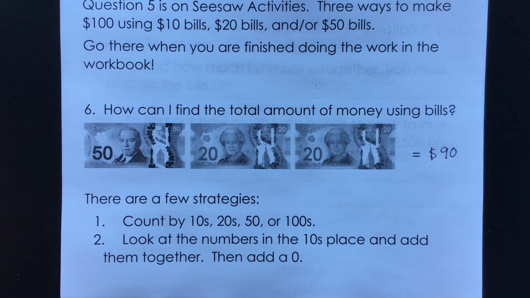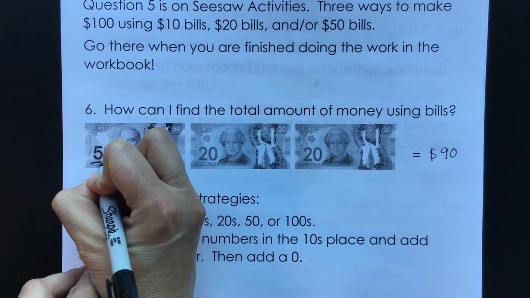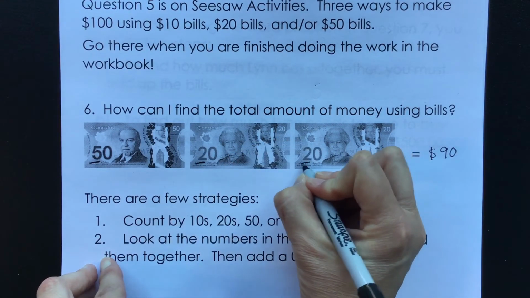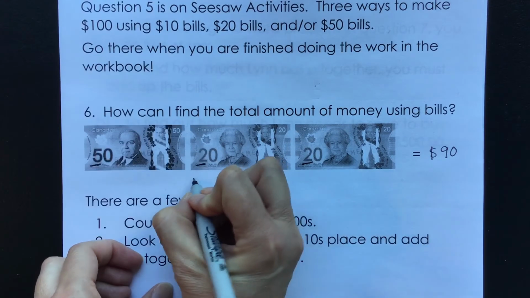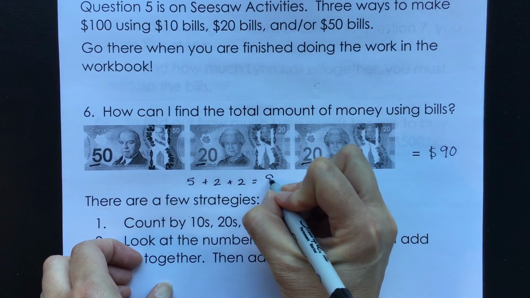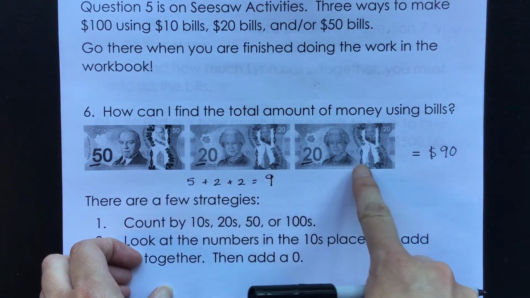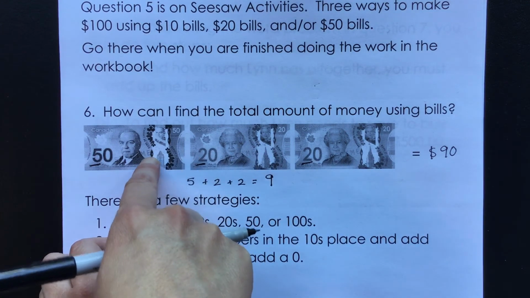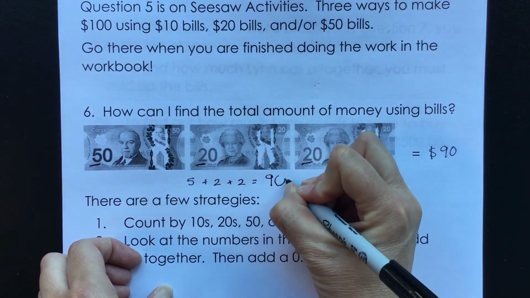The second strategy I'm going to show you is where you just look at the number that's in the tens place. Add those up and then add a 0 in the end. It's more of a mental math strategy. You can do this in your head. So I know that there is a 5 at the front of 50, a 2 at the front of 20. I can go 5 plus 2 plus 2 equals 9. But you'll see these are not ones. These are tens. Okay, 20 is 2 tens. 50 is 5 tens. So what do I have to add at the end?